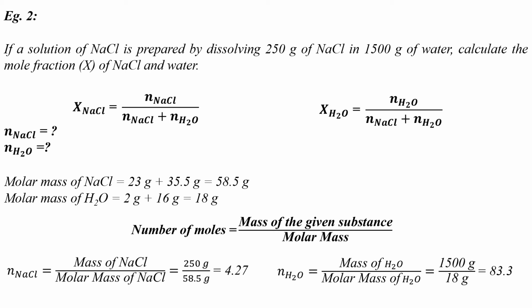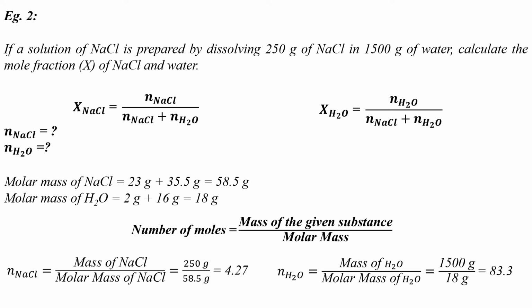Now, you should find out the number of moles of NaCl. How would you do that? Number of moles of NaCl is equal to, you will substitute in the formula, mass of NaCl divided by molar mass of NaCl. The mass of NaCl given to us in the question is 250 grams, divided by molar mass of NaCl, which you just calculated as 58.5 grams. If you solve this, you get 4.27 as the number of moles of NaCl.